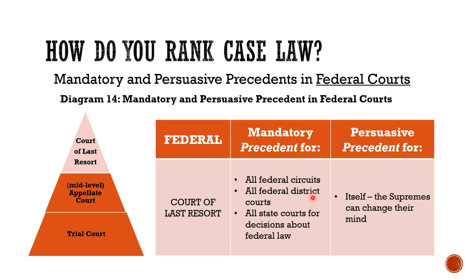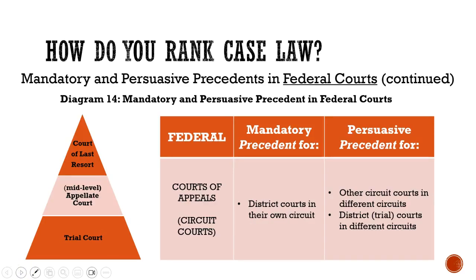State courts do hear federal claims as they move up the pyramid to the court of last resort, and then if it's a federal question, it can go to the United States Supreme Court. But all state courts are bound to the mandatory precedent of the court of last resort, the supreme law of the land. And we're in the federal system, so that's the United States Supreme Court. And then it's persuasive for itself, but the Supremes are able to change their minds. We've seen that a lot.